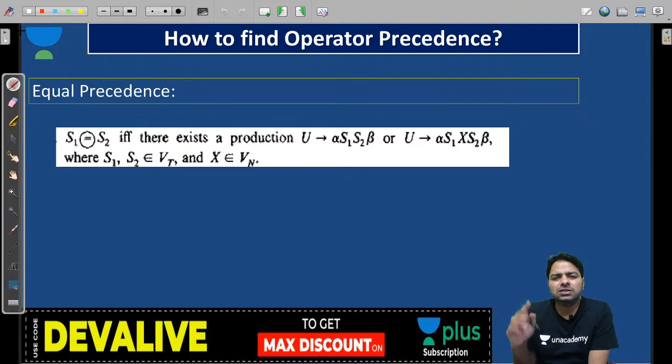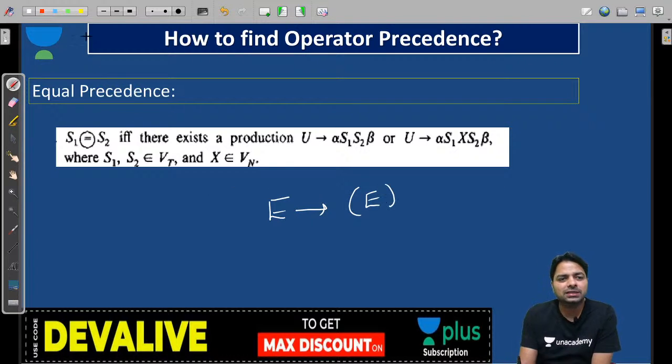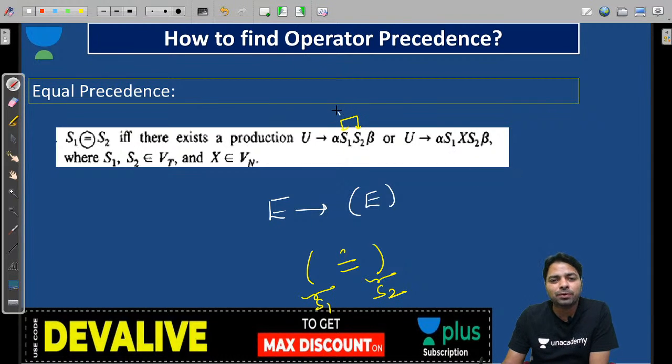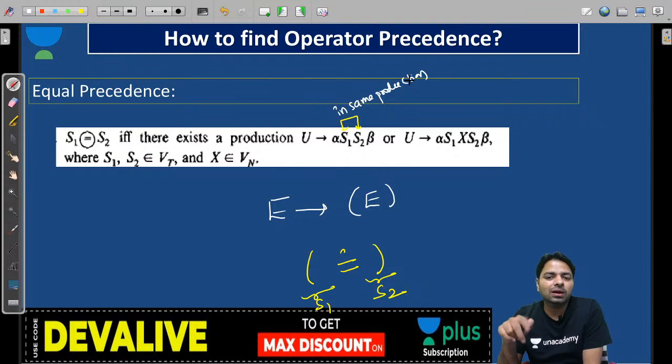And sometimes, guys, when you say S1 is equal to S2, something like E derives open parenthesis and closed parenthesis, both are available in the same production. This is S1, this is S2. S1 and S2 are available in the same production. Then we say that they have equal precedence.